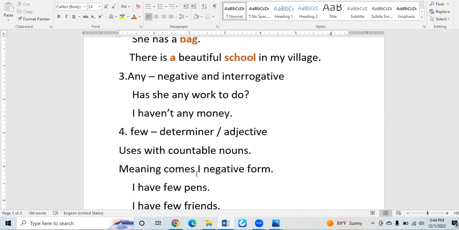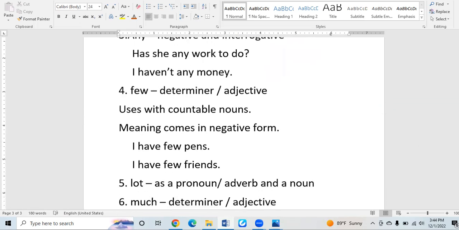Meaning comes in negative form. What is this? Meanings come in negative form, right? Whenever you use few in a sentence, even though the sentence looks positive, the meaning is negative. Remember that. I have few pens. If you say I have few pens, the meaning is that you don't have any pens at all, right? The meaning is negative.